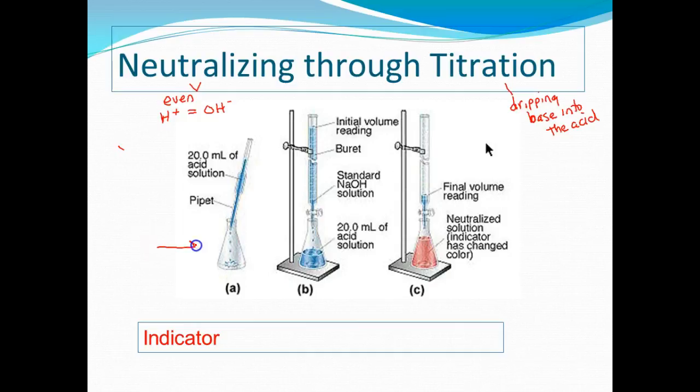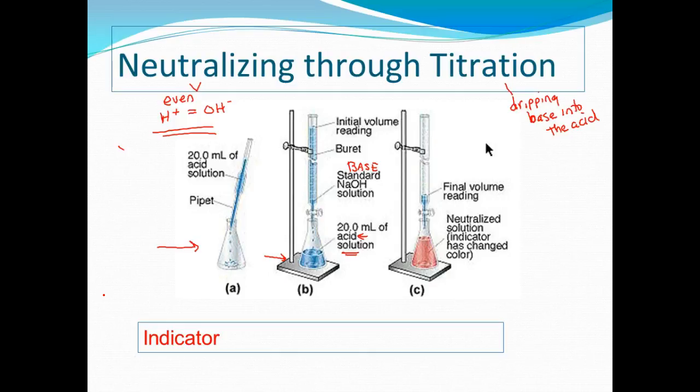Here we have a solution. We add a little bit of water to it, and this becomes our acidic solution right here. So we have an acidic solution. We are going to drip our base into that acidic solution until we reach the neutralization point when the H pluses equal the OH. The problem is, how do I know that's going to happen? When do I know that's going to happen? At what point does that happen? I can't tell with my naked eye.